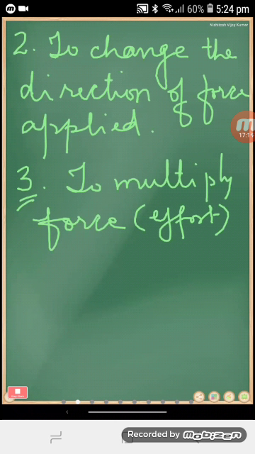You are applying whatever effort you are going to, but you will find that the machine is being used in such a way that it is able to lift a load which is much heavier than the effort you are applying. And therefore, this function is also called a force multiplier.